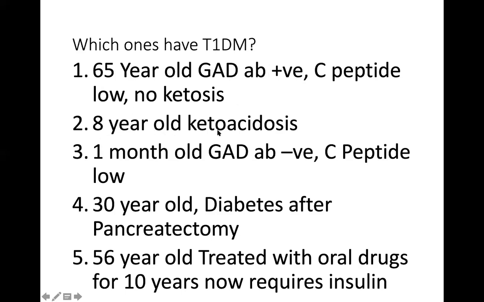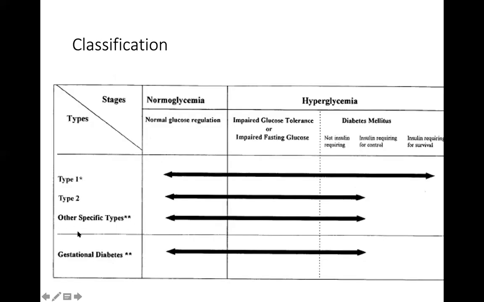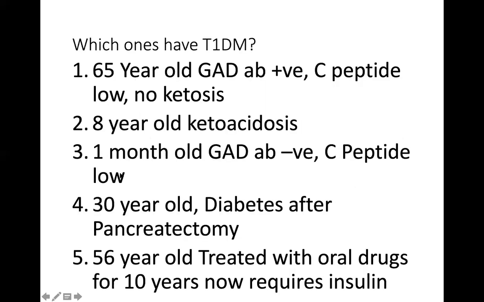An 8-year-old child who presents with ketoacidosis clearly has type 1 diabetes, the typical type 1 diabetes. A 1-month-old child presents with diabetes, but the GAD antibody is negative and the C-peptide is low. So we have insulinopenia but no autoimmunity. What does this child have? In the classification, this child has other specific types, most likely due to a monogenic defect in the genes. So we call it MODY, monogenic diabetes.